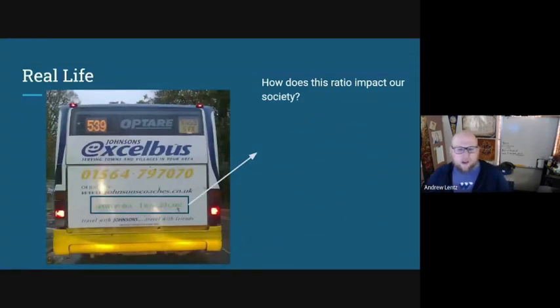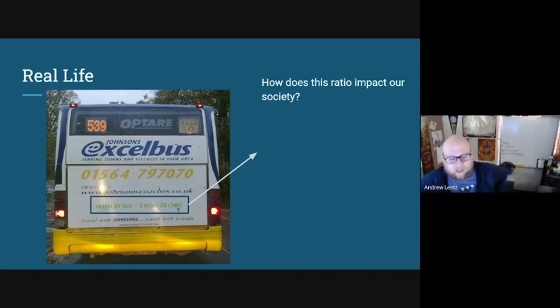Where's this in real life? Well, I love this example. Right now, we've got a global warming situation. We've got increasing carbon emissions. So a lot of people are trying to limit how many cars are on the road. So if you travel by bus, one bus replaces 20 cars on the road. Okay. That's good. 1 to 20.